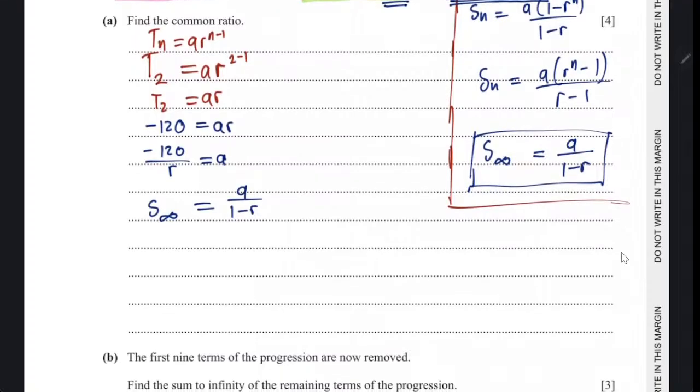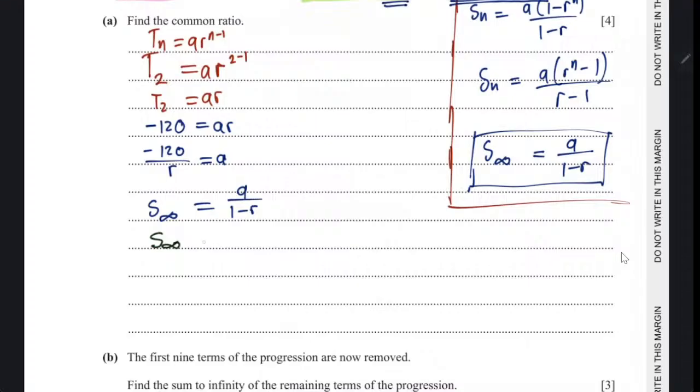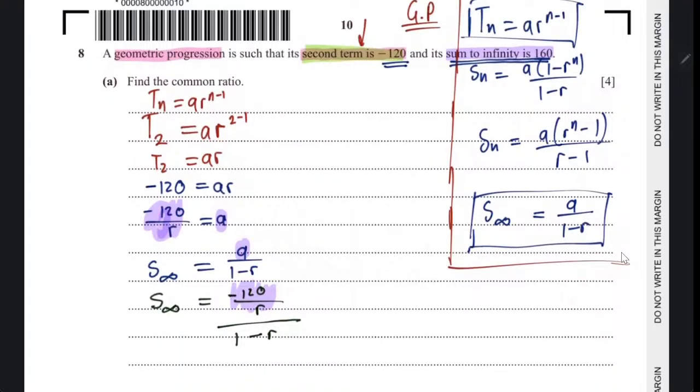So we'll come here and say, sum to infinity is equal to, instead of A, you say negative 120 over R divided by 1 minus R. You see that? We have replaced A because we know what A is. So we've put this part here, where A was, and it's over 1 minus R. Now, we know what sum to infinity is. They said it is 160.